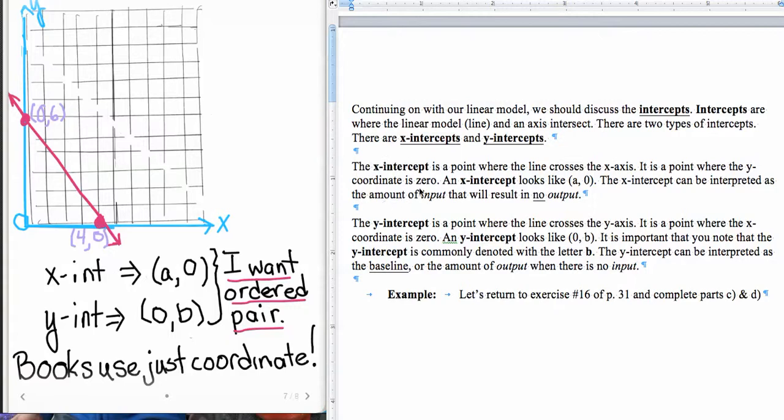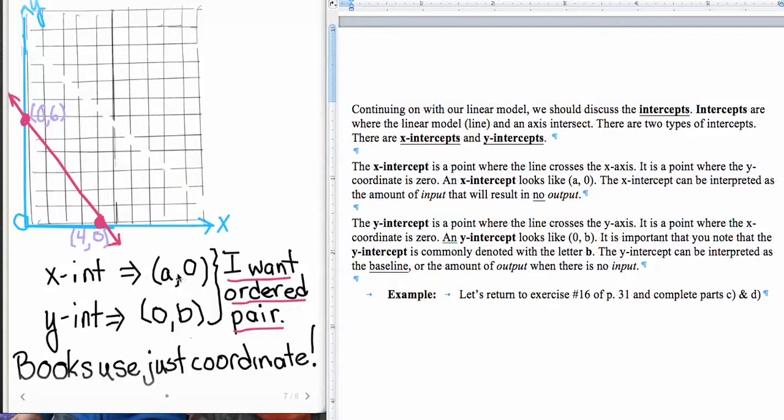The x-intercept is a point where a line crosses an x-axis, and it's a point where the y-coordinate is 0. So what you see over here on the left, I've drawn a graph, and I have the y-axis here and the x-axis here. Their intersection, of course, is at 0. And this is the x-intercept right here. This is where this red line, or this pink line, is crossing the x-axis. And you'll notice how the ordered pair that represents that point of cross has an x-coordinate and its y-coordinate is 0. The x-intercepts look like (a, 0), where a is whatever the x value is, and the 0 is the y value.